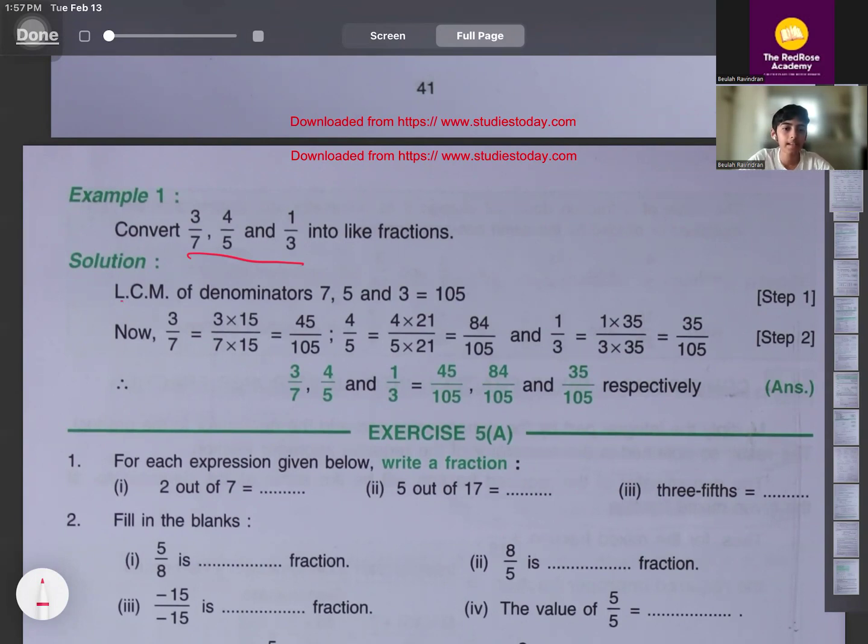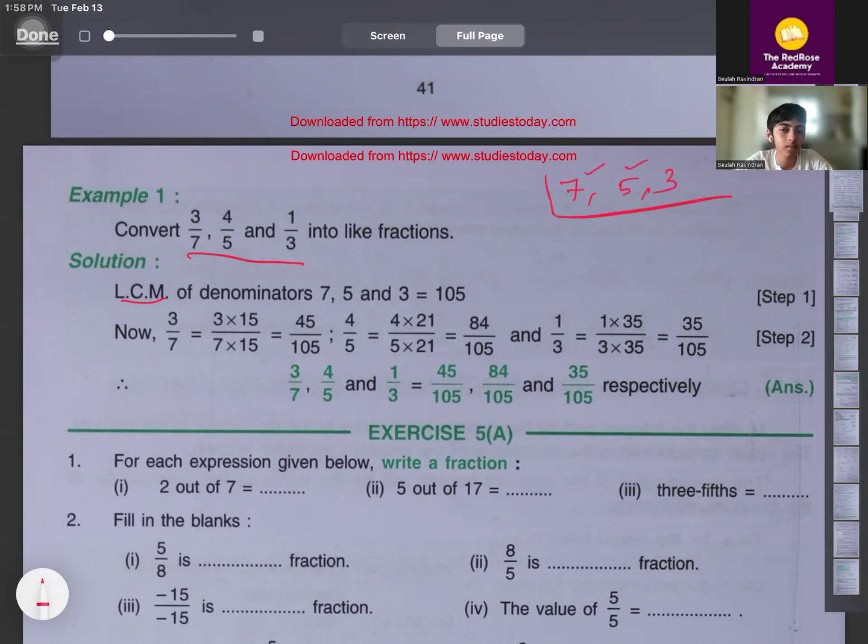So how can you convert? You have to take the LCM, the LCM of 7, 5, and 3. So keep in your mind how to convert unlike into like. First of all, take the LCM of all the denominators which are given. So what are the denominators? 7, 5, and 3. So what is the LCM?